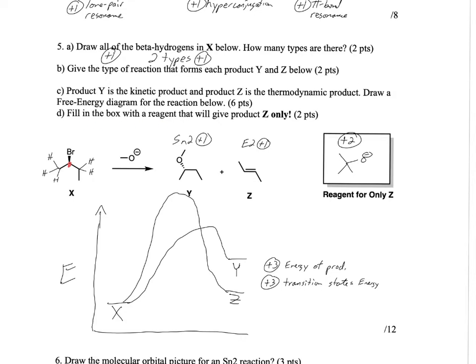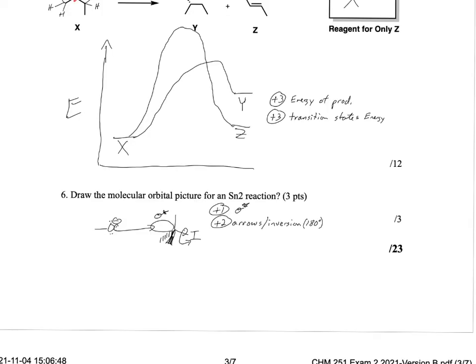And then this one threw people off too. Fill in the box with a reagent that'll give only Z. So if I wanted to only get E2, I want to keep the reactive base or nucleophile. I just need to make it bulkier. And so I just drew one example of what it could be. It could be lots of things. The biggest things you needed were a negative charge and a lot of carbons to make it bulky. That would work well.